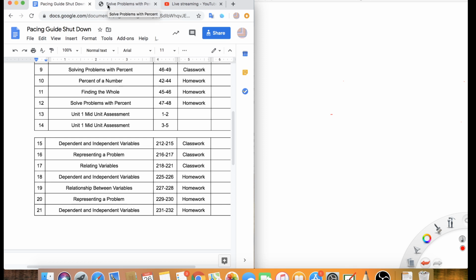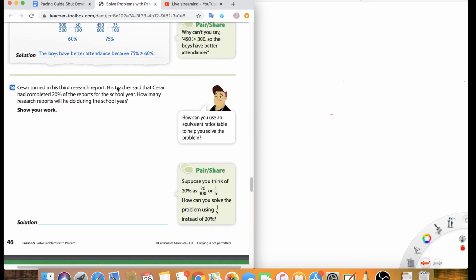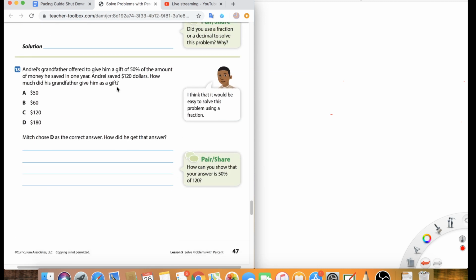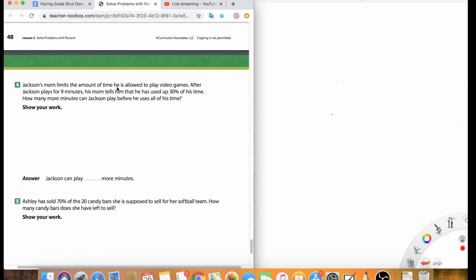All right, this video is for day 9, page 46 to 49. 46 is this page. It should look like this on lesson 5. So 46, 47, 48, and 49.